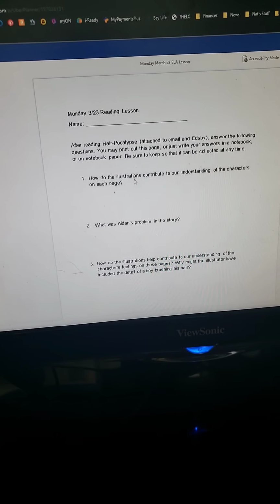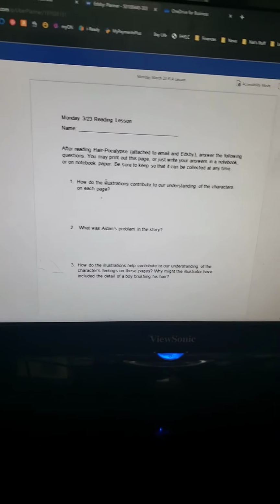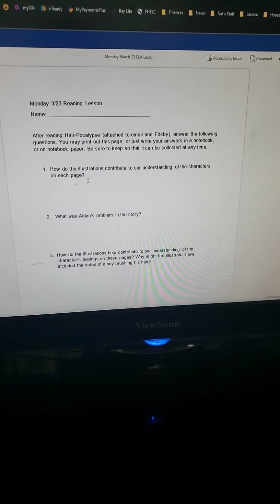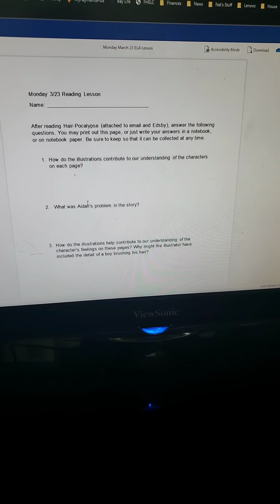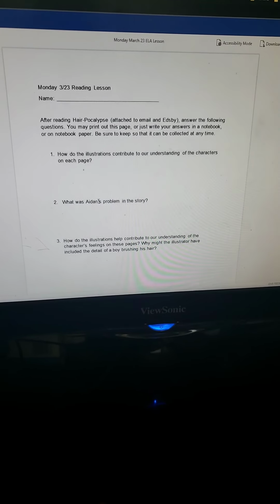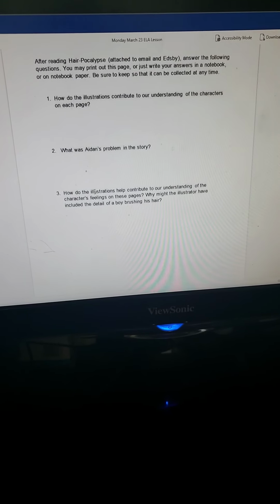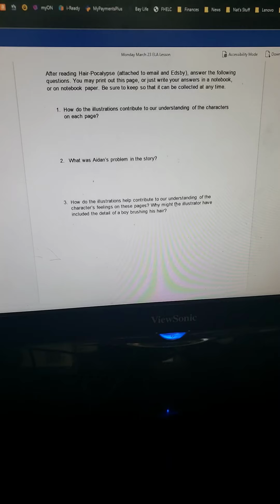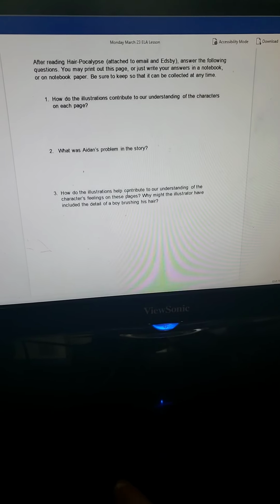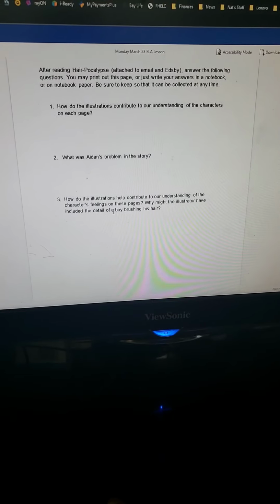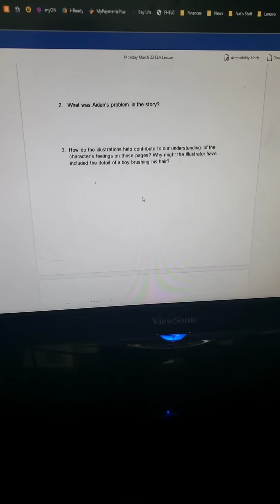So you have those 3 questions. After reading Hairpocalypse, we're going to pay attention to those illustrations and the pictures and how they help us better understand the characters on each page. We're going to talk about the character, his name is Aiden, and what is his problem in the story. And then we're also going to talk about how the illustrations or pictures contribute to our understanding of the character's feelings on these pages, like why might the illustrator have included the detail of a boy brushing his hair. So think about that as a 2-part question, okay?